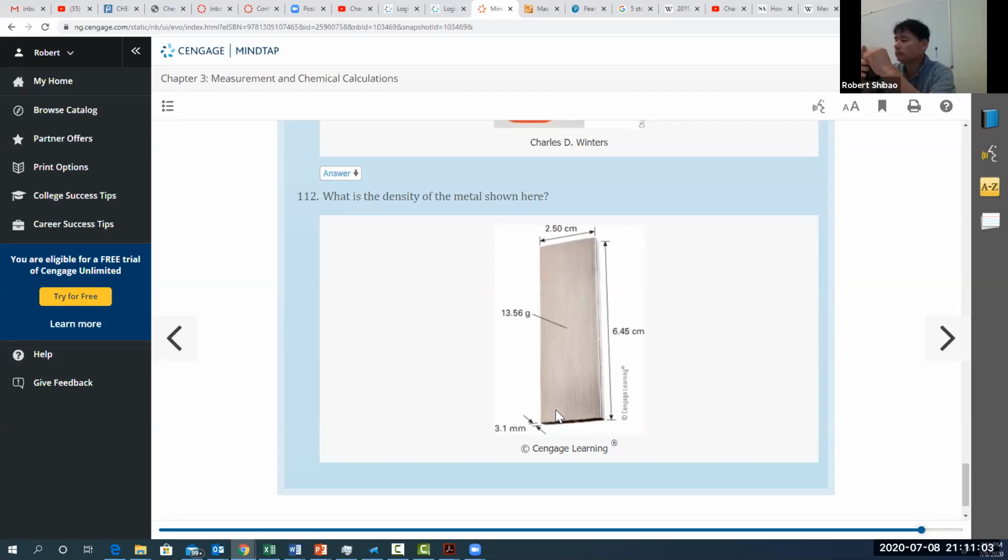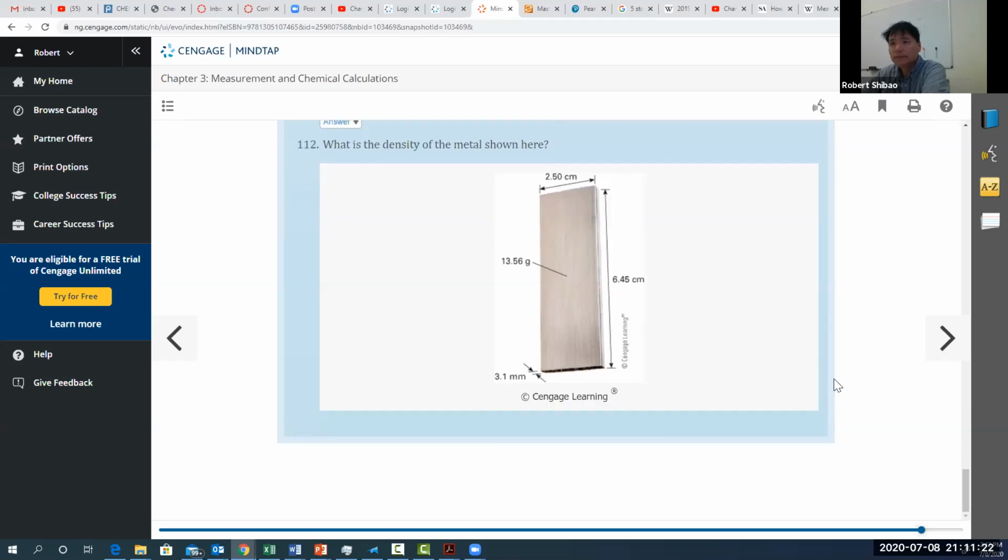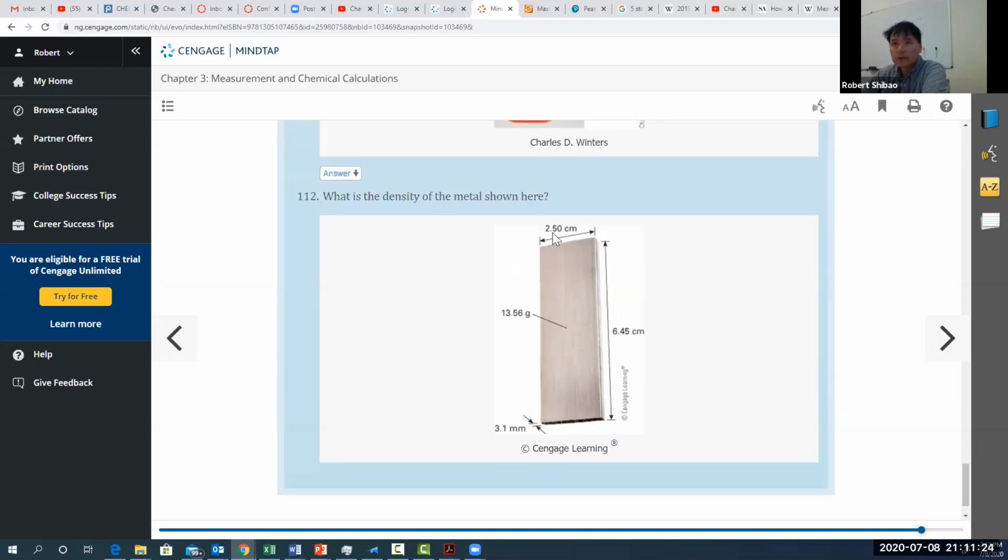Maybe there's no error. Maybe it's just easier. I don't know why they didn't use the same units. So they should have just used millimeters. So 25.0 millimeters, 64.5 millimeters, and 3.1 millimeters. And then it's all consistent in the measurements. The problem with doing this is some people will ignore the units and go ahead and multiply these three numbers, not realizing that the units are different.